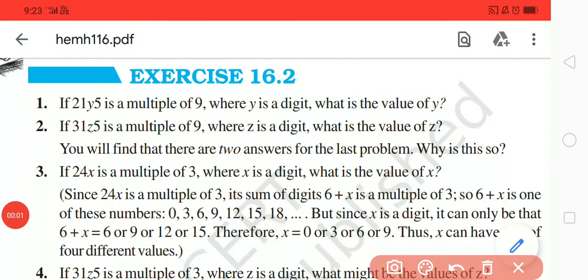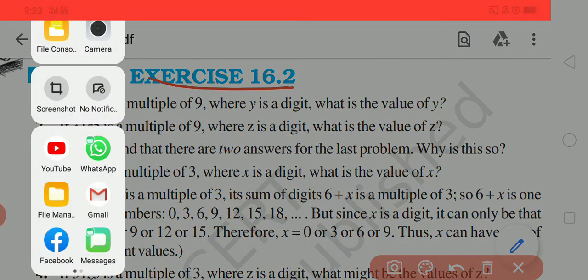Hello everyone, today we are going to start exercise 16.2, where we have to find a digit that should be in the number to make the whole number divisible by 3 and 9. You know that a number is divisible by 3 if the sum of the digits is a multiple of 3, and if the sum of the digits is a multiple of 9, then it is divisible by 3 and 9 both, right? So let us check the first question.